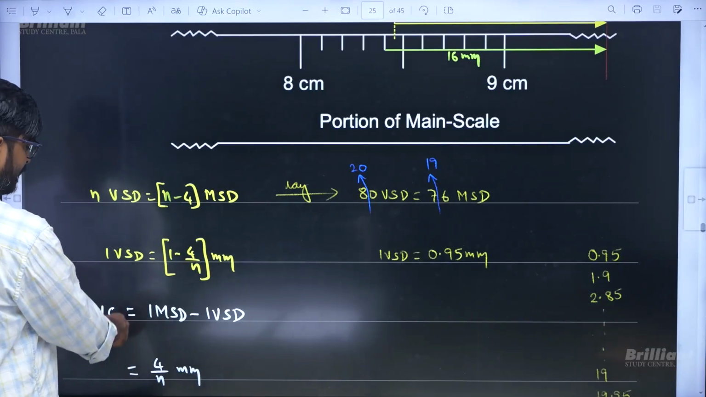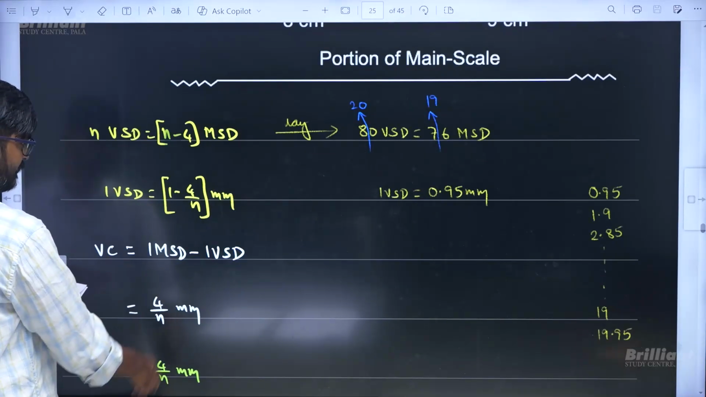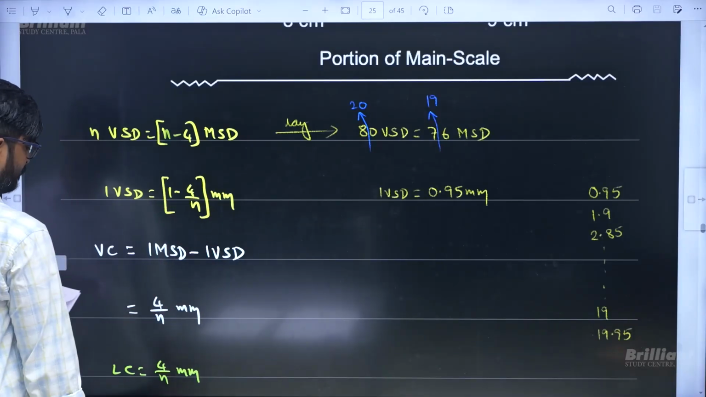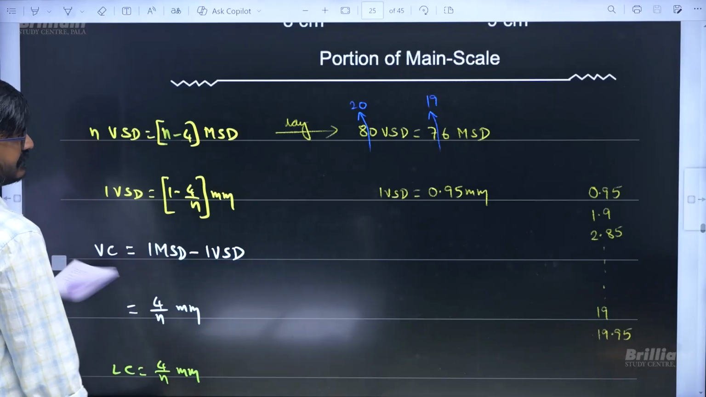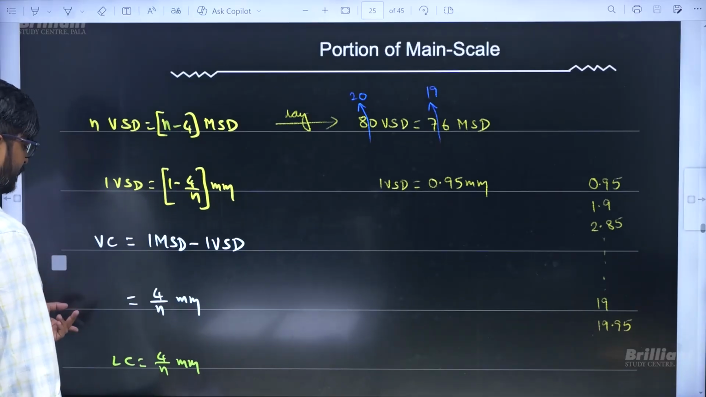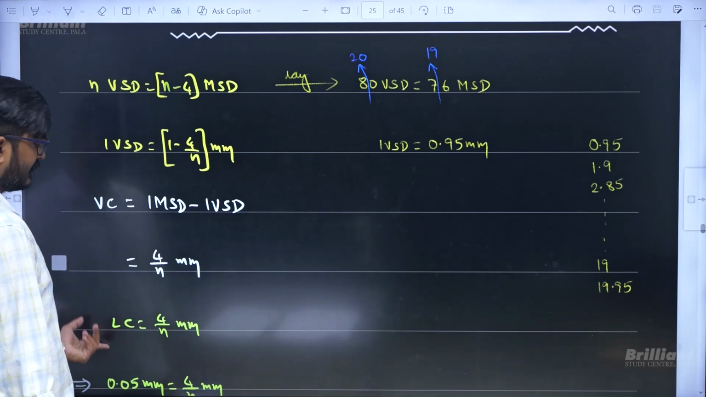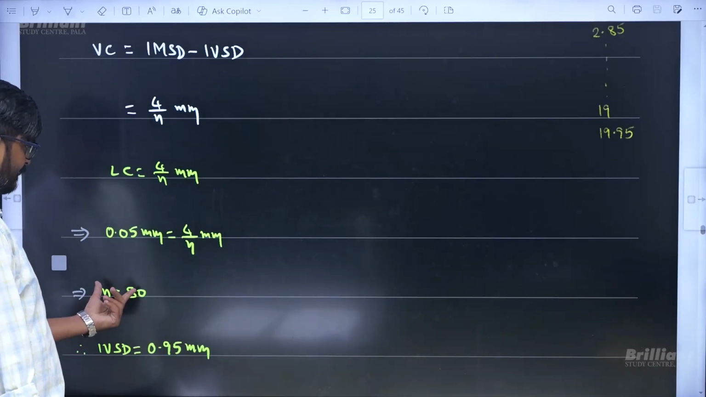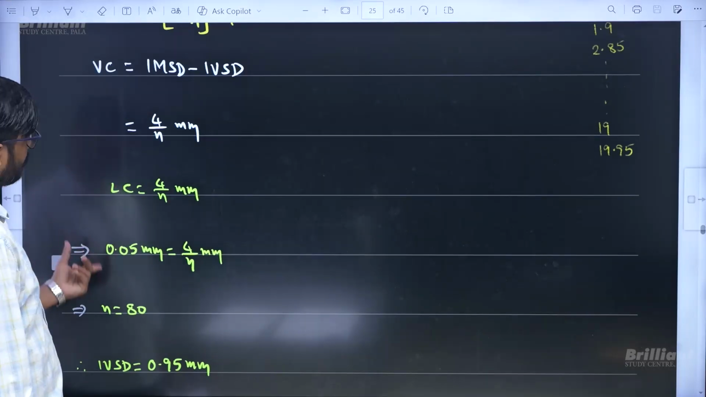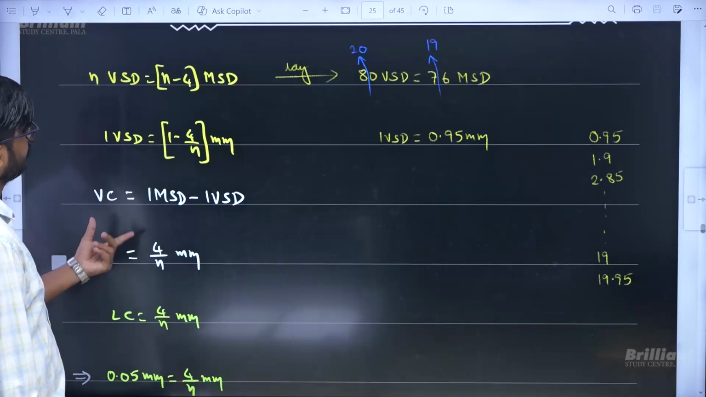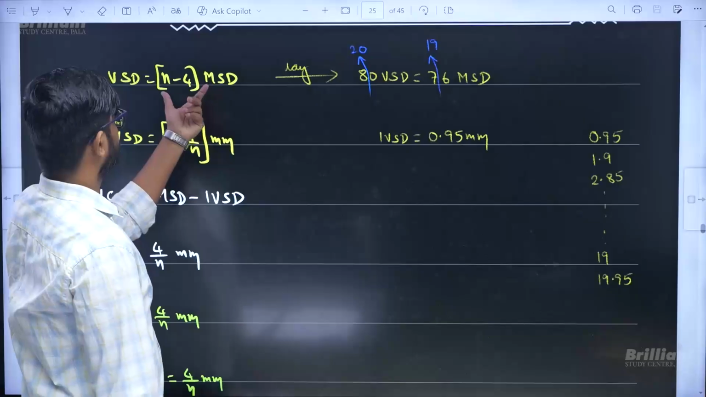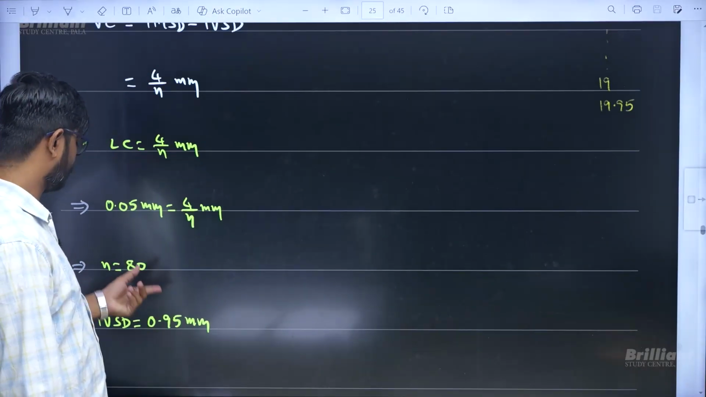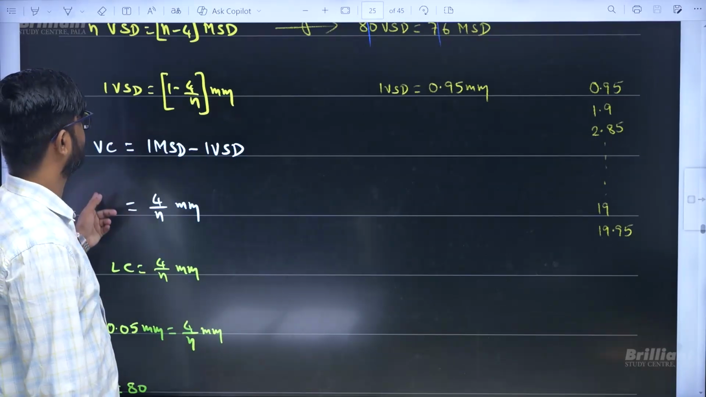Vernier constant is defined as 1 MSD minus 1 VSD, which is going to be 4 by n mm. So that is the vernier constant, but generally that is also the least count. If we assume that is the least count, they gave this value as 0.05 mm, which means n is 80. If n is 80, this is going to be 76 by 80, so that is 0.95 mm. 1 VSD is 0.95 mm.